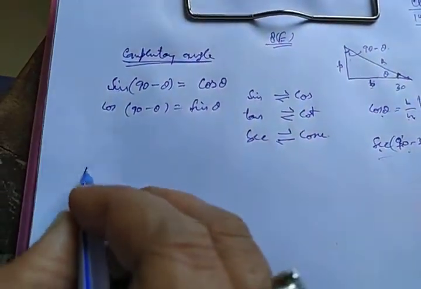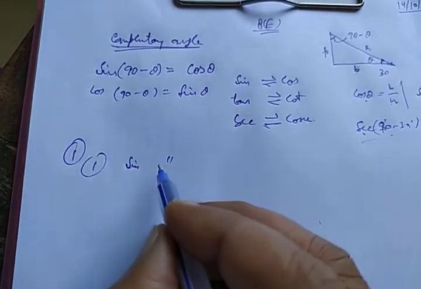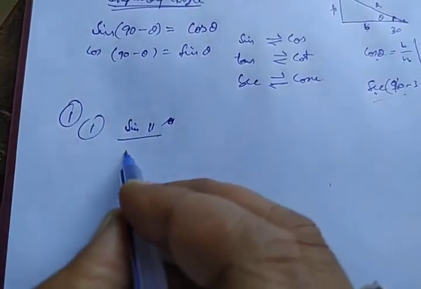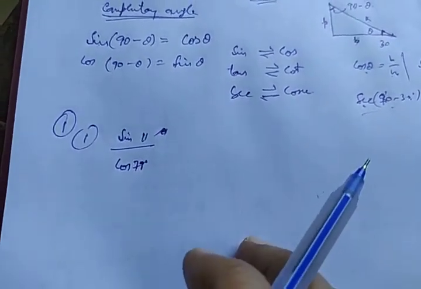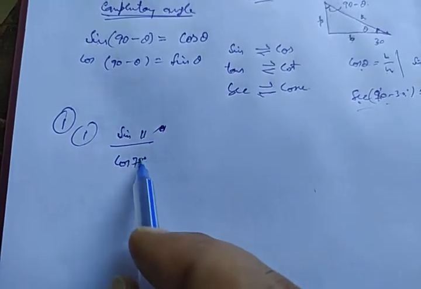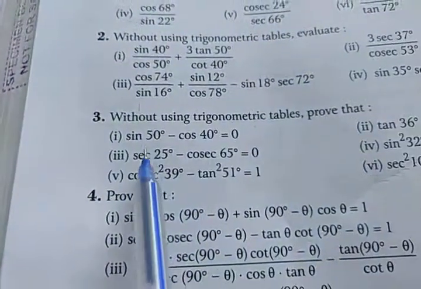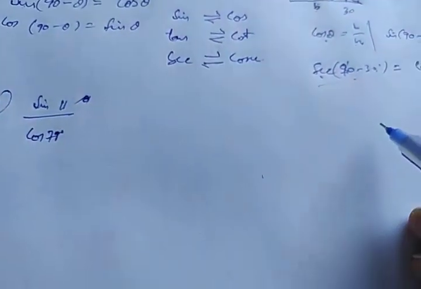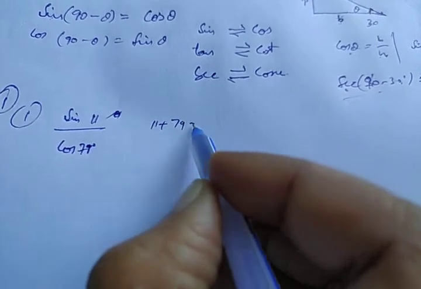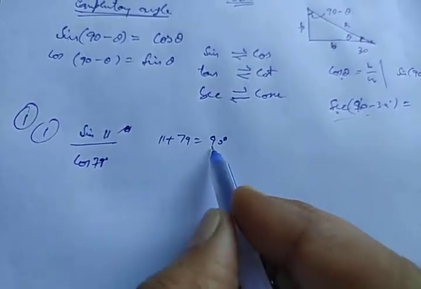Let us take question number 1. The question is given, first part it is sin 11 upon cos 79 degree. In this question or all the type of questions, you will observe the sum of these two angles, whether in numerator upon denominator or written like this in question number 3, sum of these two angles would be 90 degree. In this again, for the sake of understanding, I am telling you 11 plus 79 is equal to 90 degree.